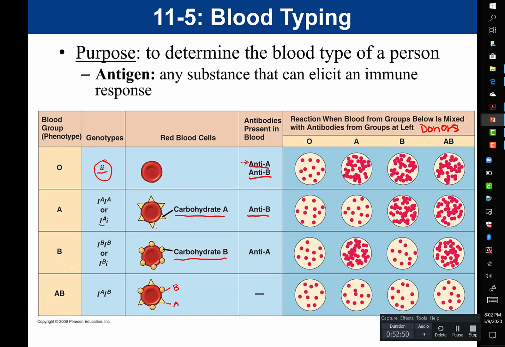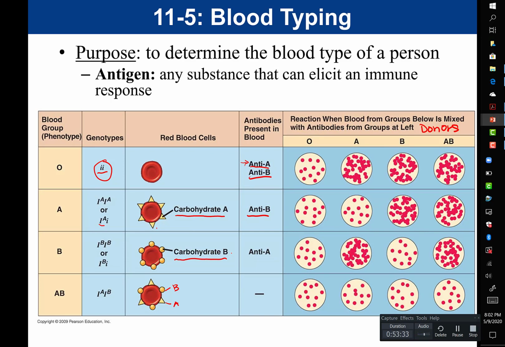If you are blood type B, you have two possibilities for your genotype. You could be IB IB, or you could be heterozygous and have a B and an O. Both of those are going to give a B type carbohydrate. So IB IB or IB little i, both are going to give B type blood. And I'm one of these people, I'm type B blood. I produce a B carbohydrate on the surface of my red blood cells.